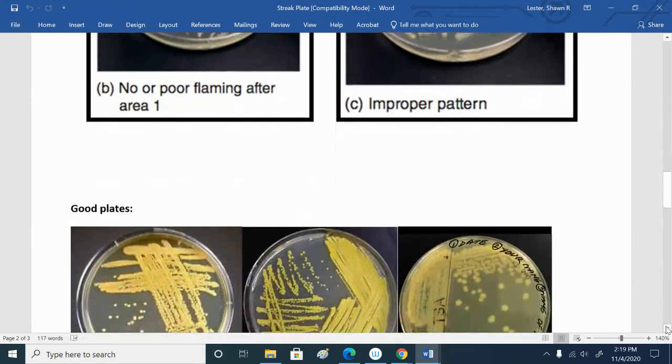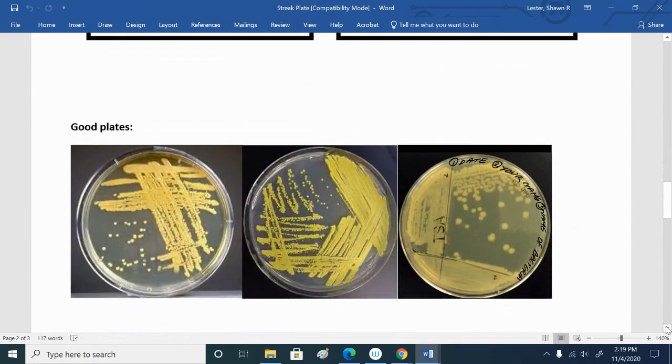So here are some good plates. The first two plates are using 4 streaks. Notice that they go into the previous streak multiple times and end up with some good separation here. This plate here is actually one of our plates, and we just used the 3-streak technique, but we got good separation here in zone 3. So you want to have multiple discrete, isolated colonies in the last zone. That's the goal.